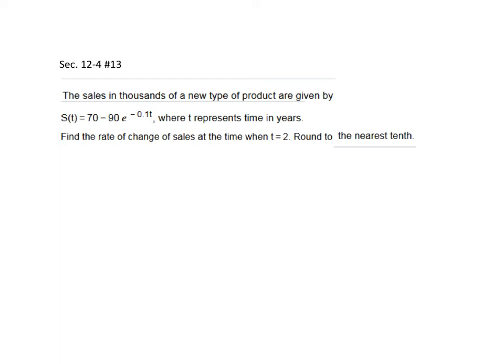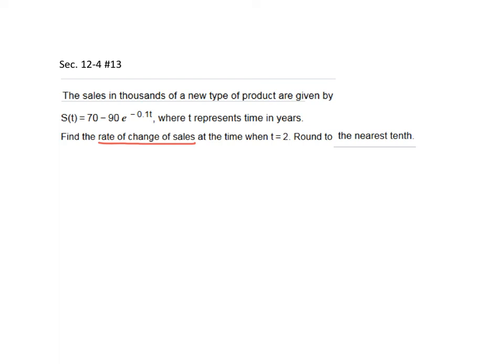Our second problem, which is problem number 13 in 12.4, says that the sales in thousands of a new type of product are given by S of t is equal to 70 minus 90 e raised to the negative 0.1 t, where t represents the time in years. Find the rate of change of sales at the time when t is equal to 2 and round to the nearest tenth. Well, anytime we're asked to find a rate of change, we're asked to find the derivative.